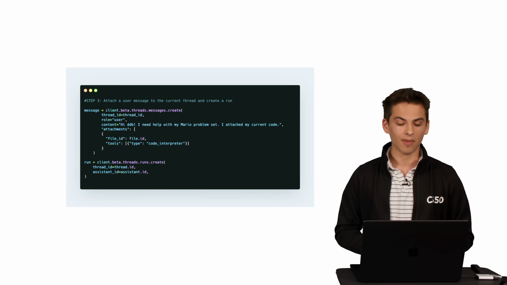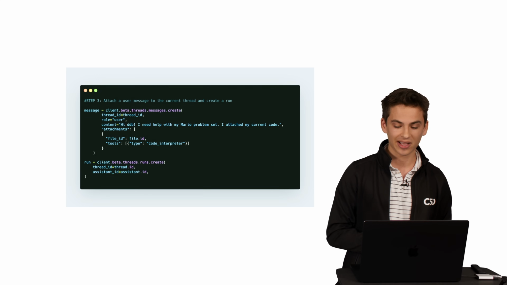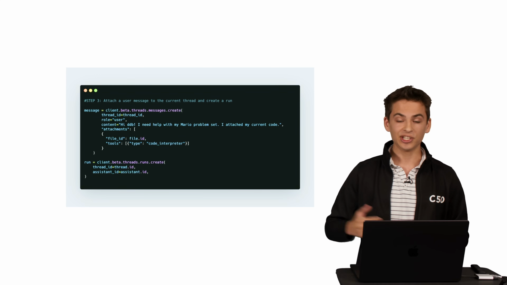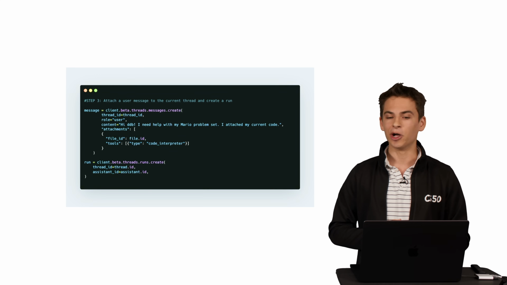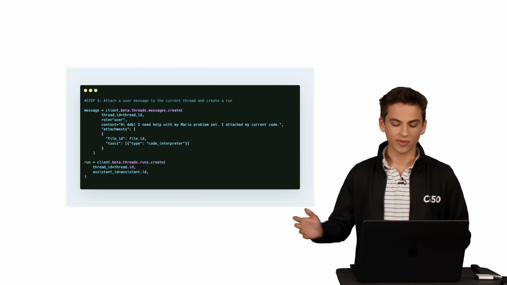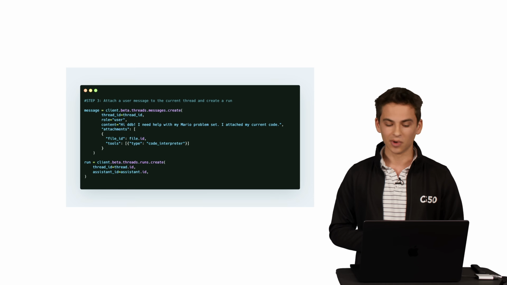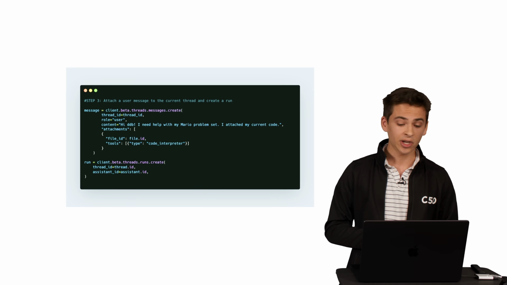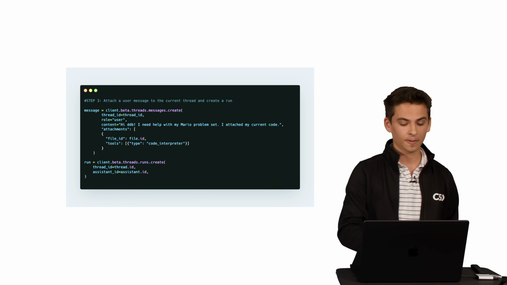Next up, we can use the messages create function to append a new message to an existing thread. For example, here, we are adding an initial user message where they can ask for help on the Mario problem set. And in this demo, we also show that they are attaching their code as well as specifying that they want to use the code interpreter tool for this thread.